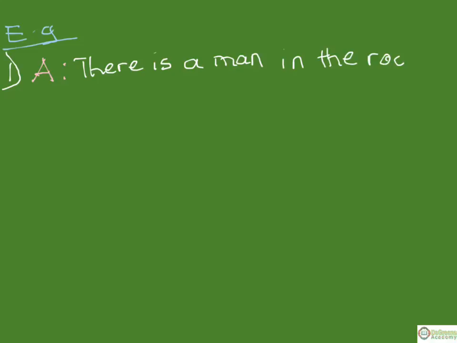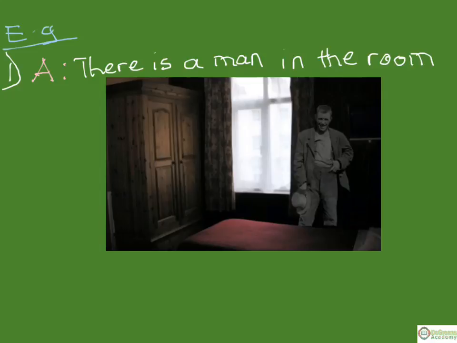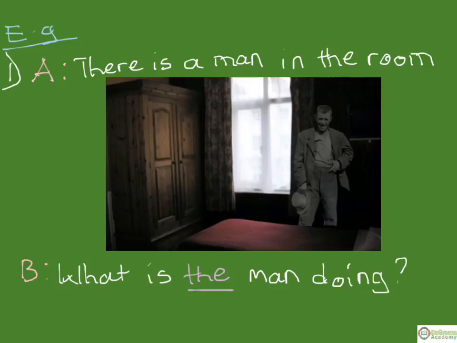So, let's look at this example and see how we can make this clearer. It says, A: There is a man in the room. There is a man in the room. What does B say? B says, what is the man doing? What is the man doing?